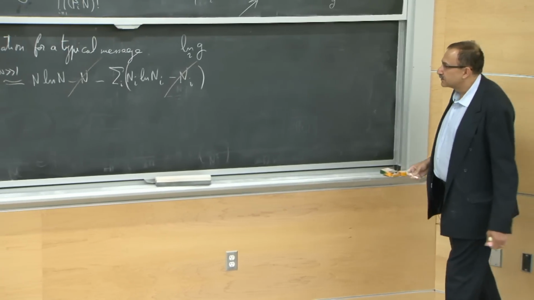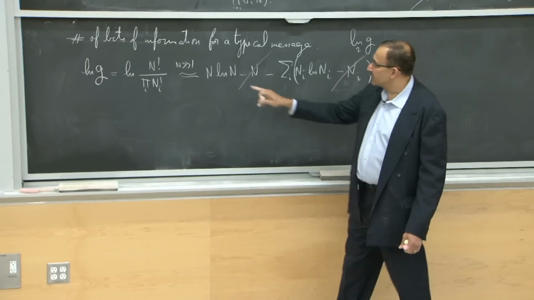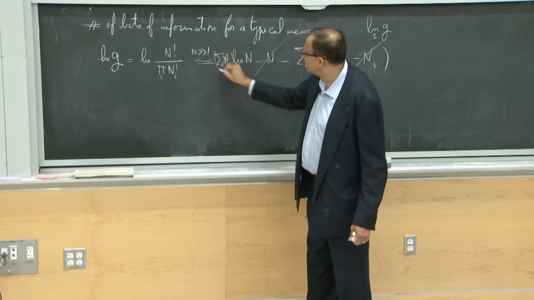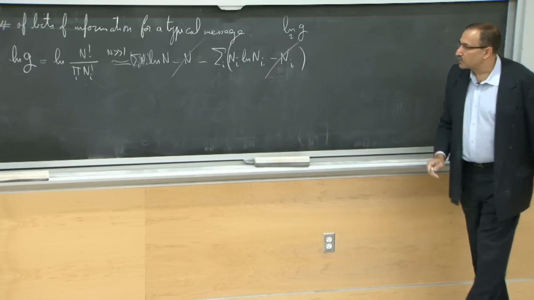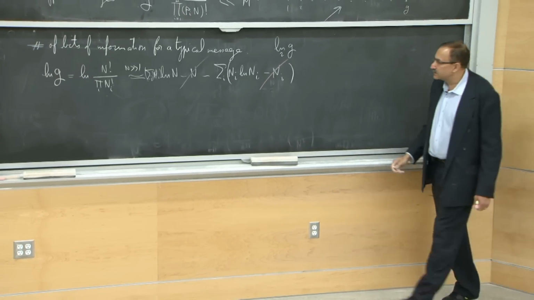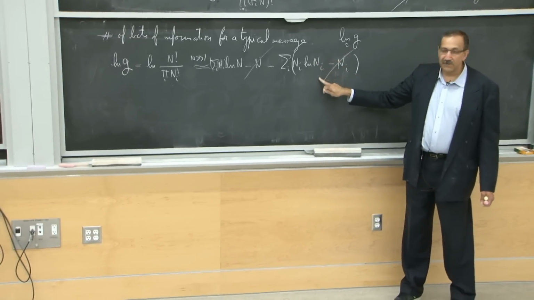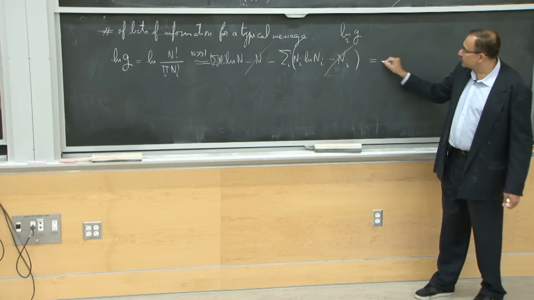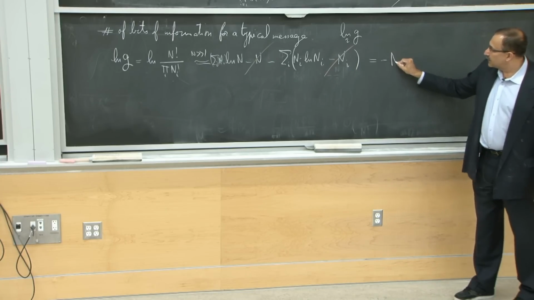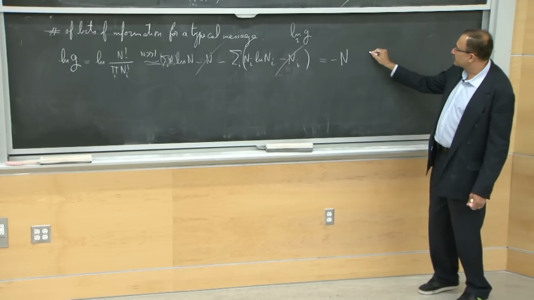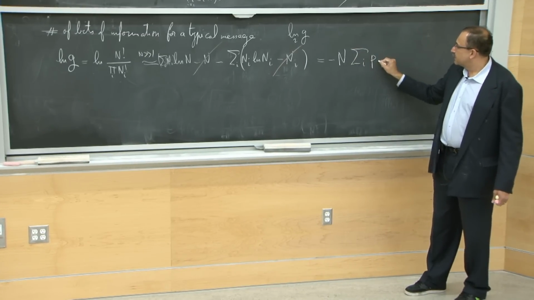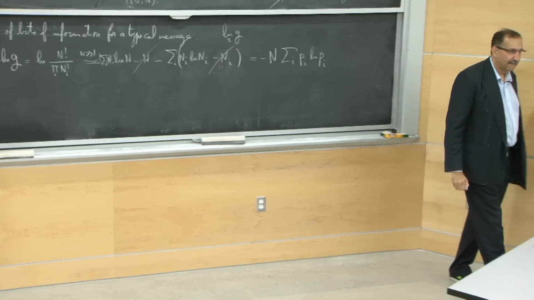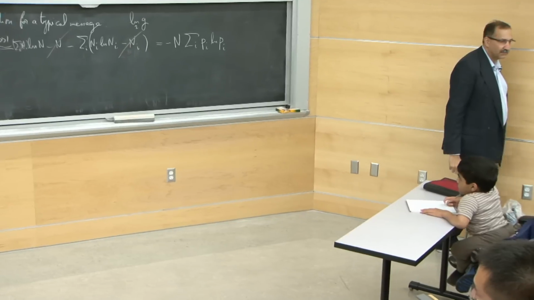And I can rearrange this. I can write this n as the sum over i of n_i. Put the terms that are proportional to n_i together. You can see that I get n_i log of n_i over n, which would be log of p_i. And I can actually then take out a factor of n and write it as the sum over i of p_i log of p_i. Okay.